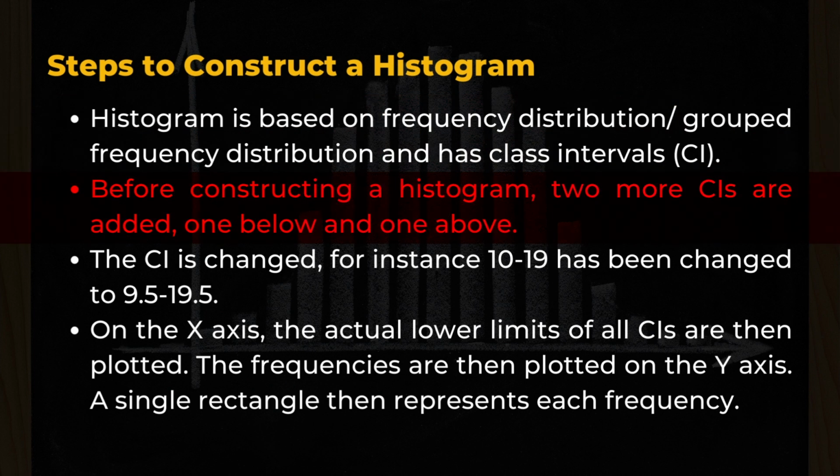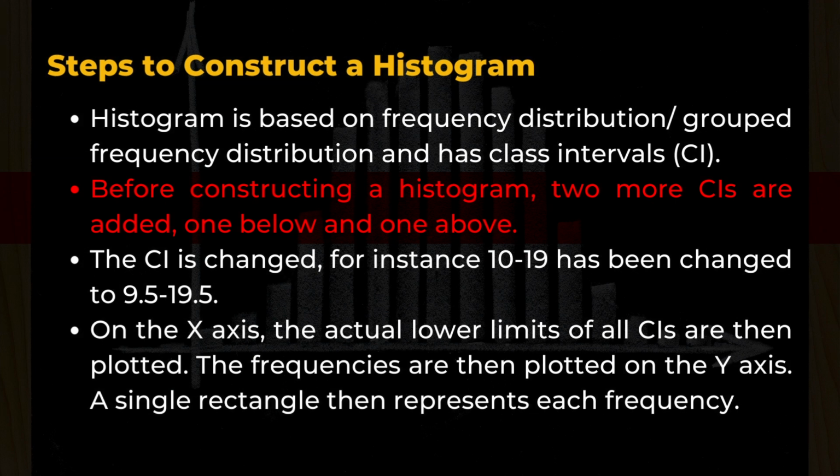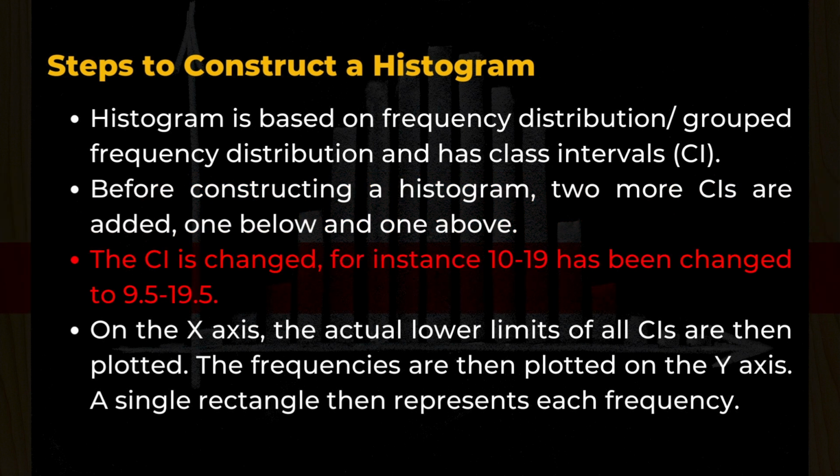Before constructing a histogram, two more class intervals are added, one below and one above. This is the way. Say, for example, the main data is from 20 to 29 up to 60 to 69. This is the class interval, but now we are selecting one below and one above. So for example, we have selected 10 to 19, and then one above, that is 70 to 79.